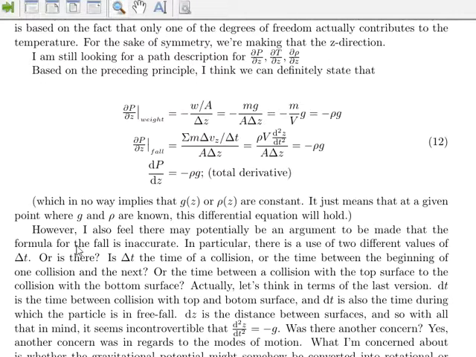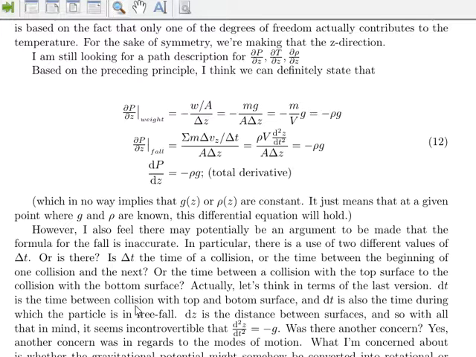But then I still was, earlier, I was concerned. I felt like there potentially could be an argument to be made that the formula for the fall was inaccurate. In particular, there's the use of this dt variable here, and I was thinking that delta t was being used in two different ways. Is delta t the time of collision, or the time from the beginning of one collision and the next, or the time between a collision with the top surface to a collision of the bottom surface? I think it's actually the last for both cases.